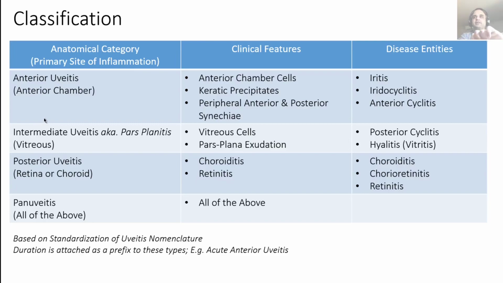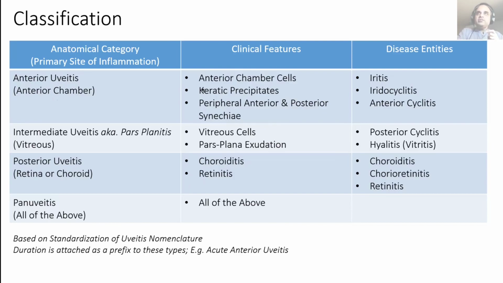Remember, we said anterior, intermediate, posterior, and pan. So this is anterior uveitis, and in the brackets you have the primary site of inflammation. In anterior uveitis, the primary site of inflammation is the anterior chamber. The anterior chamber is the space between the cornea and the iris, and we have talked about the anterior chamber before, specifically when talking about cataract and cataract surgery.